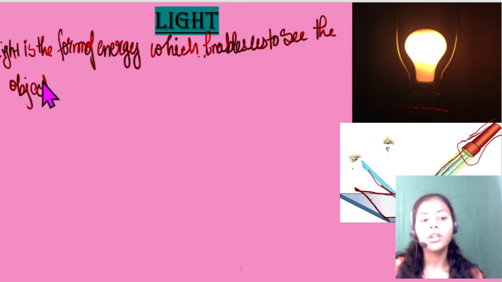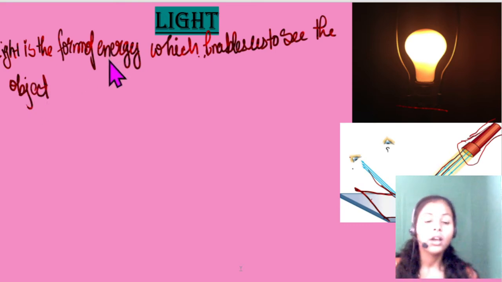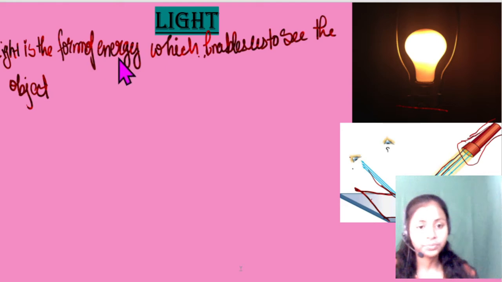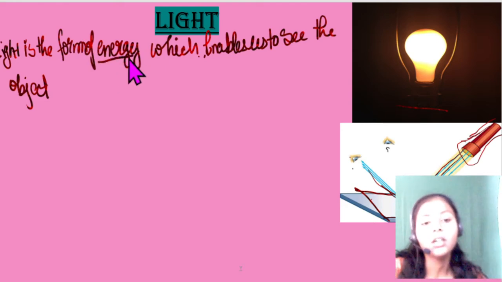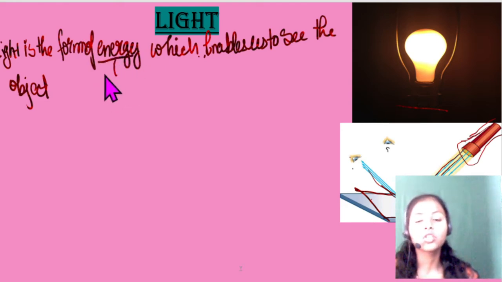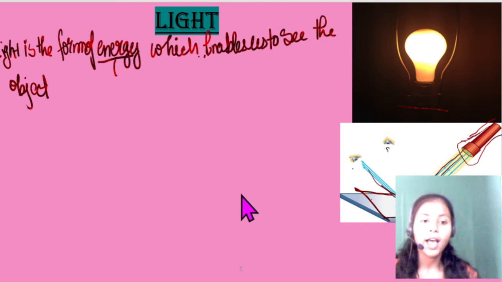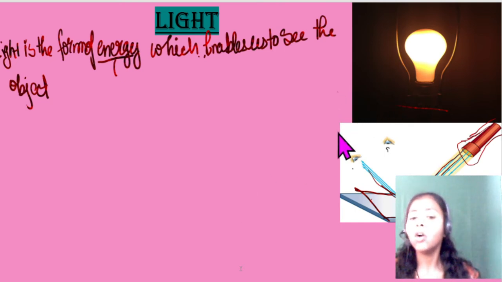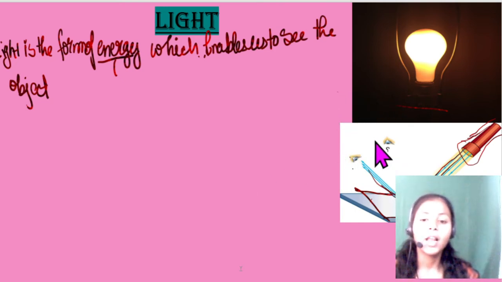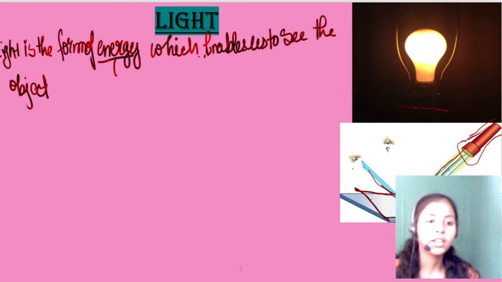Means what here? Light is what? A form of energy. It means what is energy here? Capacity of doing work is called energy. So light is also a form of energy which helps us to see the object. How can we tell that light helps us to see the object?